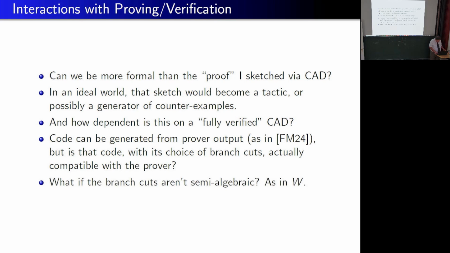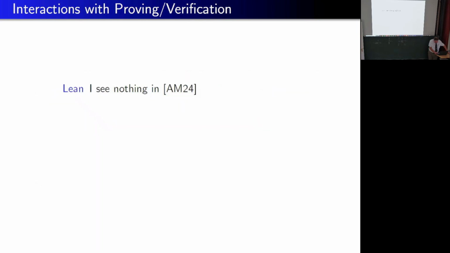And then what do we do if the branch cuts aren't semi-algebraic, as in the case of Lambert W and so on? There's been some very recent work on some slight extensions of CAD, which actually look like being quite useful in this context. I haven't had a chance to research them yet. I'm hoping that the student will come and visit me.